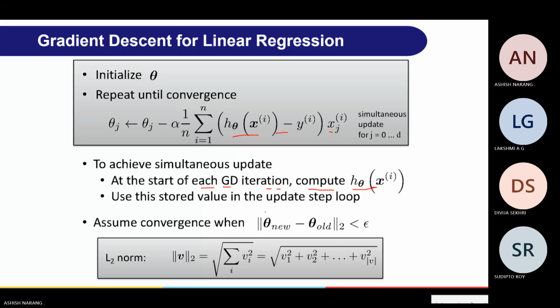When the new thetas and old thetas show a very small difference, which is epsilon, you can have this as a threshold value. You say, okay, now it has converged. Maybe the change is 0.00001, so it is a very small change. In that case, you say this has converged. This is a distance formula. We have earlier covered it: L2 norm, Euclidean distance formula.